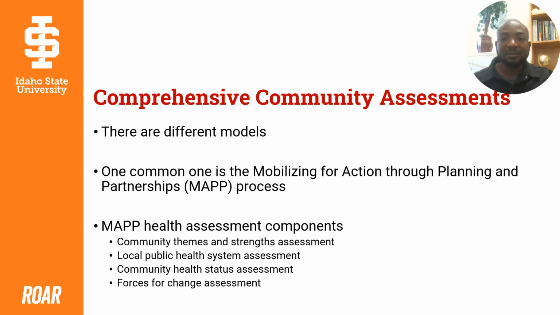And so the cyclical MAPP process is organized in 6 phases and contains 4 major components of the health assessment, and that's community themes and strengths assessment, local public health systems assessment, community health status assessment, and forces of change assessment. So community themes and strengths assessment provides insights into issues such as perceived quality of life and the identification of assets and resources to address problems using a qualitative research approach.